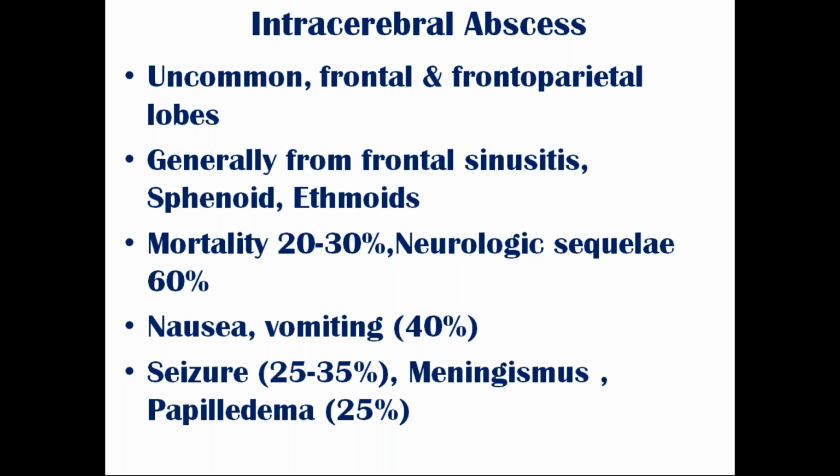Coming to the intracerebral abscess, it is uncommon. Mostly frontal and frontoparietal lobes are involved, and generally from the frontal sinusitis, sphenoid or ethmoid sinusitis. And the mortality rate is 20 to 30%. Neurological sequelae are more common in this case because of the involvement of cerebral hemispheres or intracerebral contents. There can be nausea and vomiting. Seizures are also more common. Meningismus and papilledema can also be observed in these cases.